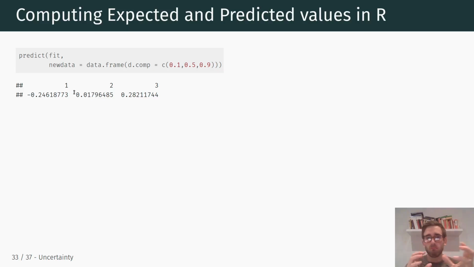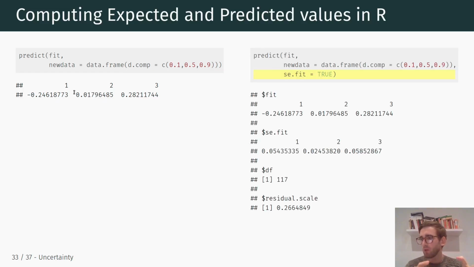Okay. But of course, these by themselves don't take into account the uncertainty around these estimates. If we want to get the standard errors for those predictions, we can include the argument se.fit equals TRUE, and we get the standard errors. These standard errors basically only take into account the estimation uncertainty.